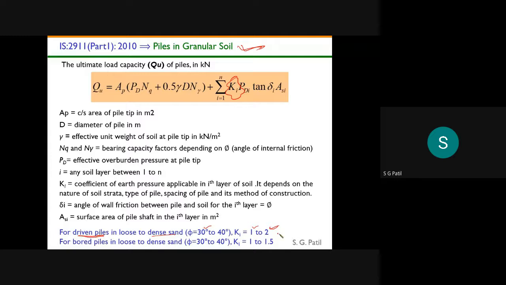If nothing is mentioned, and you are not able to remember this, the best way is just to take K equal to 1, irrespective of any pile, whether it's a bored or a driven pile. If they mention K in the problem, then it's well and good, you take whatever K value is given in the problem statement. If they are not giving K value, then you can remember this range for driven pile and bored pile, or simply take K equal to 1. It's always the conservative value you can take.